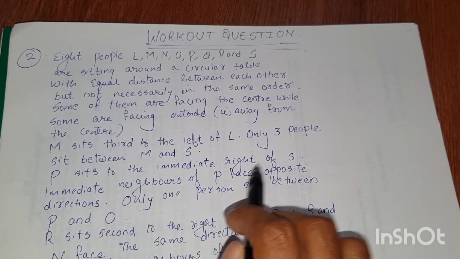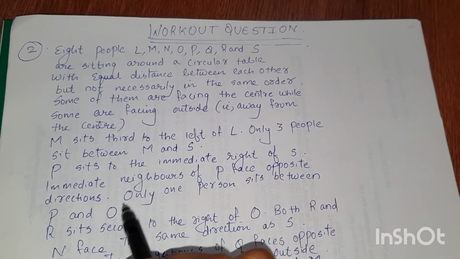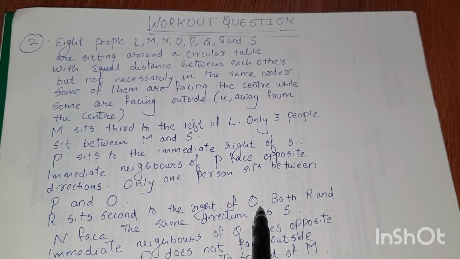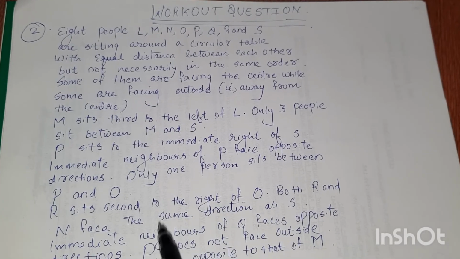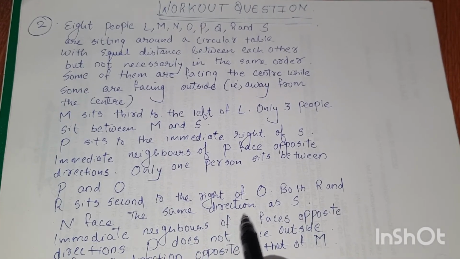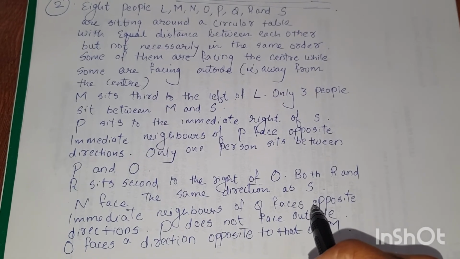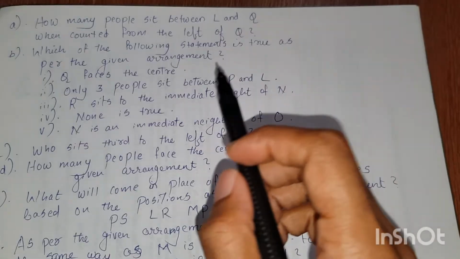Immediate neighbors of P face opposite directions. Only one person sits between P and O. R sits second to the right of O. Both R and N face the same direction as S. Immediate neighbors of Q face opposite directions. P does not face outside. O faces a direction opposite to that of M.